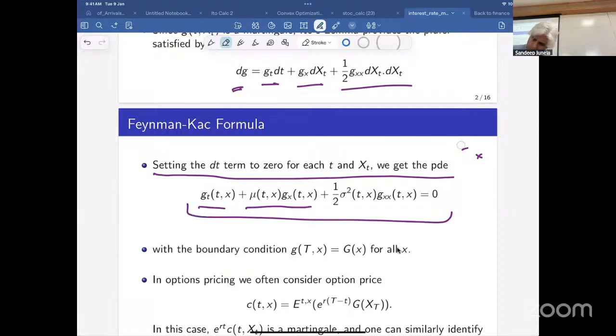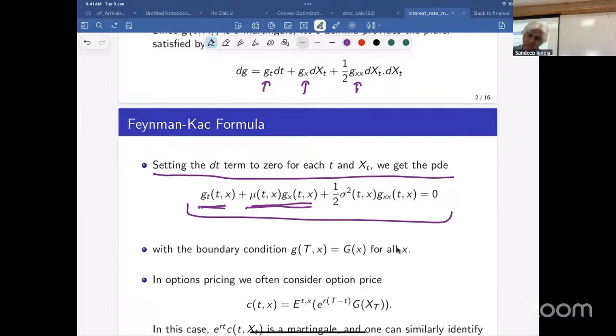The coefficient next to dt of GT is 0. The drift next to dt is 0. The drift next to dt is coming from gt, this guy will give a term, and this guy will give a term. All of them give. So that's gt(t,x), mu(t,x) gx(t,x), and half sigma squared gxx(t,x). And this will have to be 0 for all small x. And that's your Feynman-Kac formula.